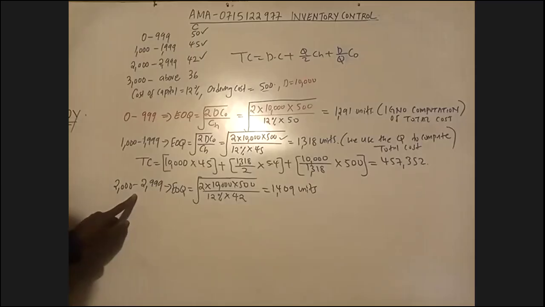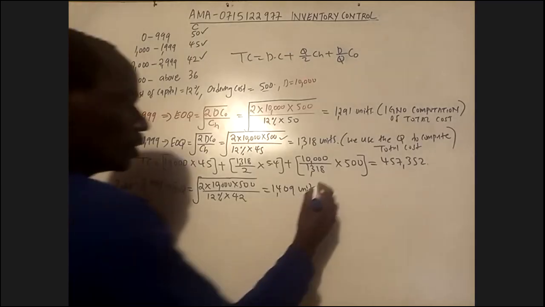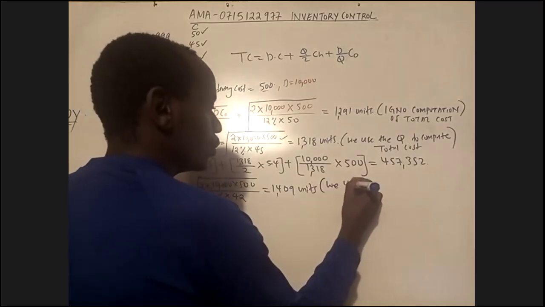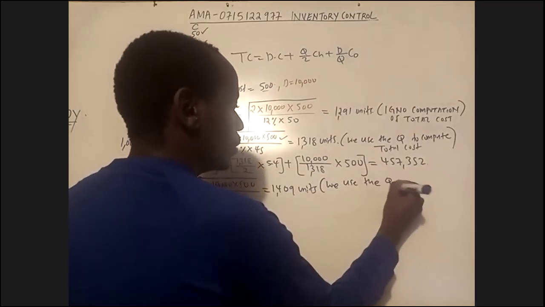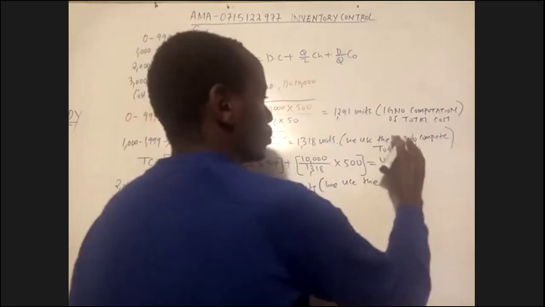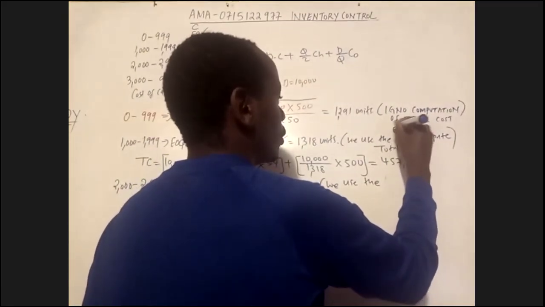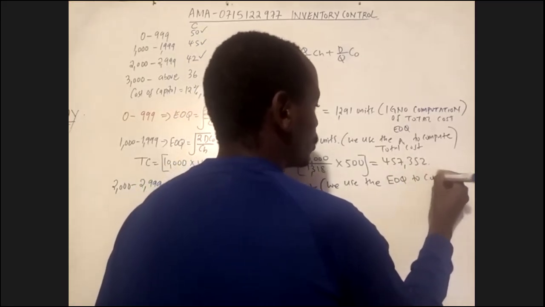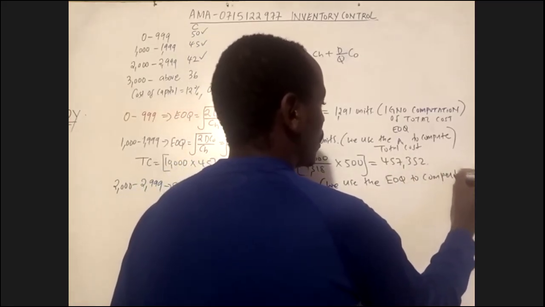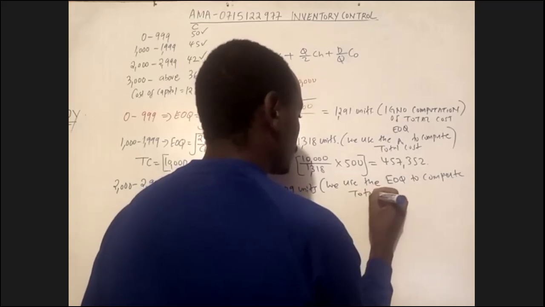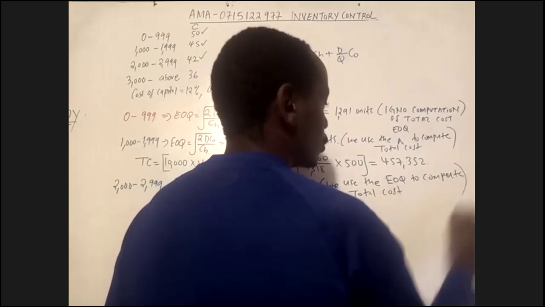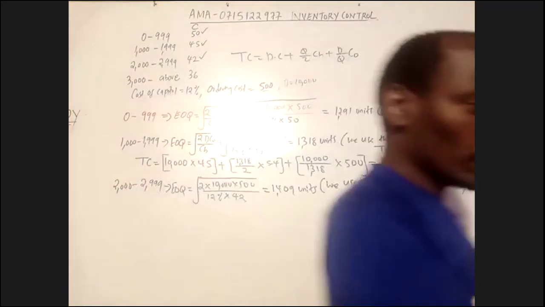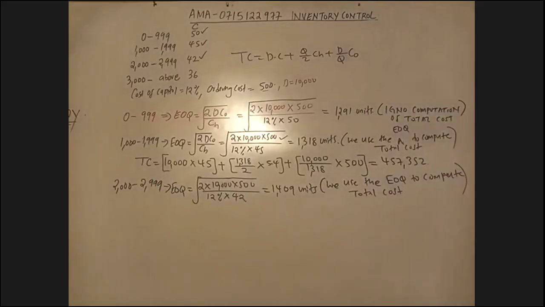Is it within the range? Yes, it is within the range, so we use it. We use the EOQ. So the EOQ here is what we use to compute the total cost.